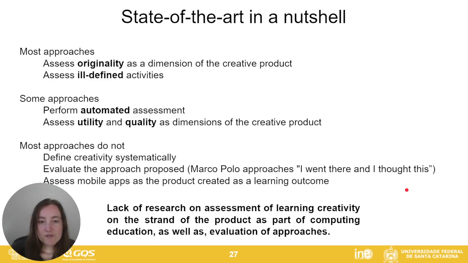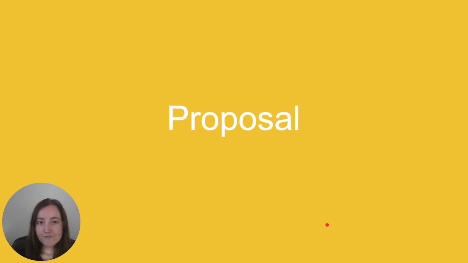So, in a nutshell, most approaches assess originality as a dimension of the creative product. They also assess ill-defined activities. Some approaches perform automated assessment and utility and quality as dimensions of the creative product. And most approaches do not define creativity systematically, evaluate the approach proposed, and most approaches do not assess mobile apps as the product created as a learning outcome. So there is a lack of research on assessment of learning creativity on this range of the product as part of computing education, as well as evaluation of the approaches.